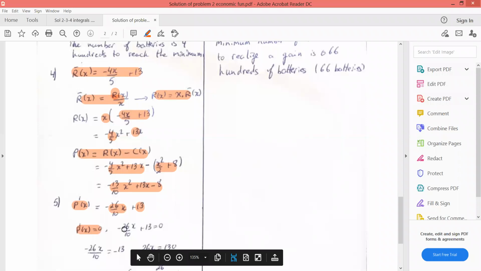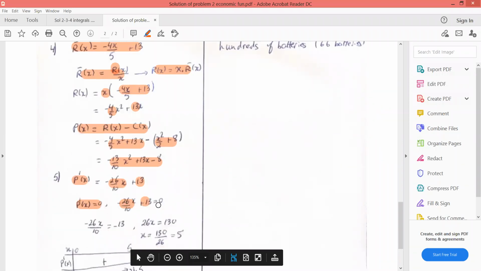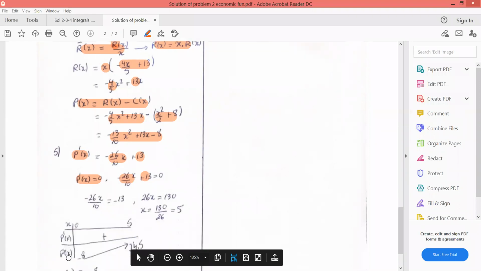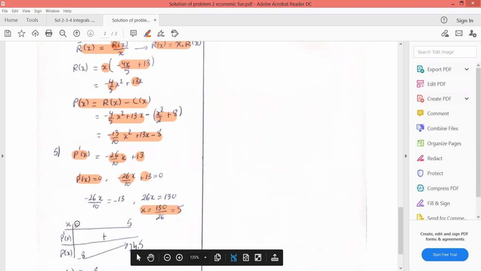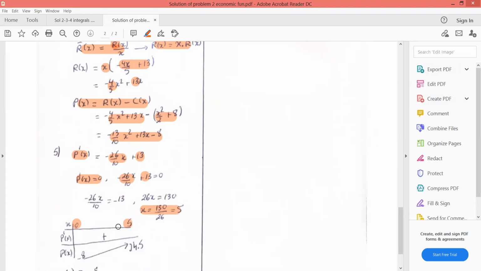So minus 26x over 10 plus 13 equals 0. I solve for x: minus 26x over 10 equals minus 13. We cross multiply, 26x equals 130, so x equals 5. I put in this table its domain, which is 0, 5. The question says to study the variations of p on the interval 0, 5.